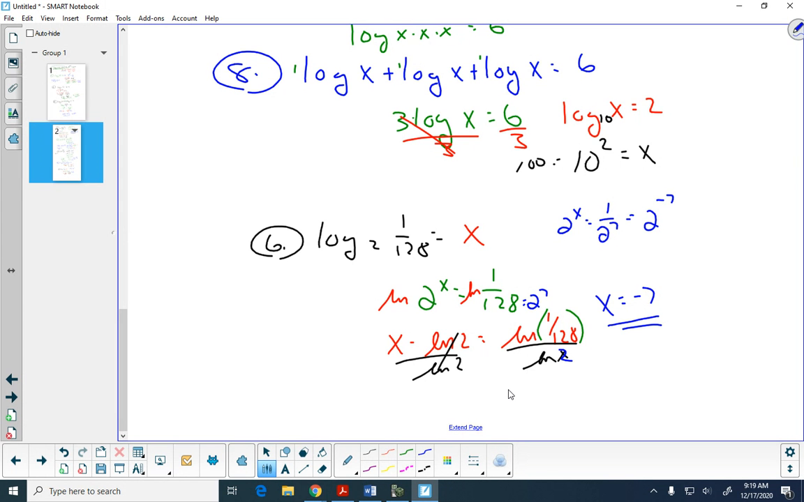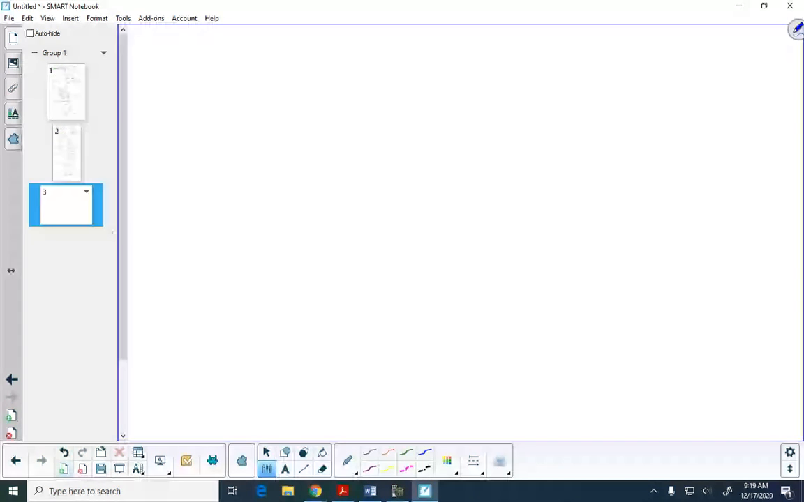Number 7 is sort of a different one too. We have log base 16 of 1/4 is equal to x. So we have 16 to the x power is equal to 1/4. And you could do the same thing to both sides. You can take the ln of both sides and solve. Go ahead and do that if you haven't done already.